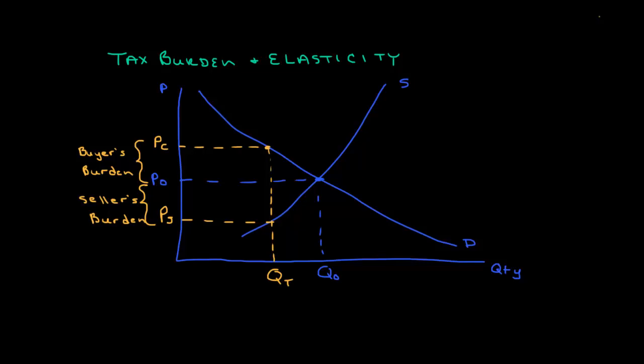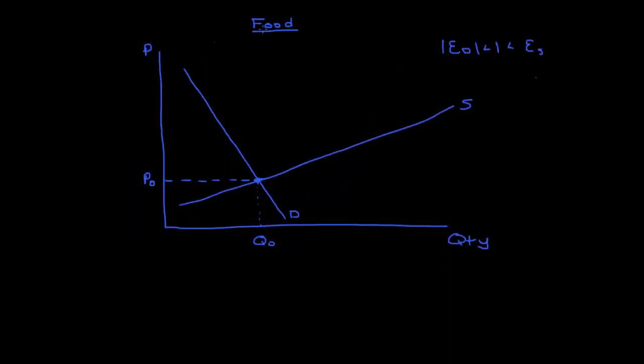In this video, we take a look at the relationship between the tax burden and the price elasticity of supply and price elasticity of demand. In particular, what we're going to see is that those elasticities are going to determine how the tax is split between the buyers and the sellers. So let's begin. Let's start by taking a look at the market for food.